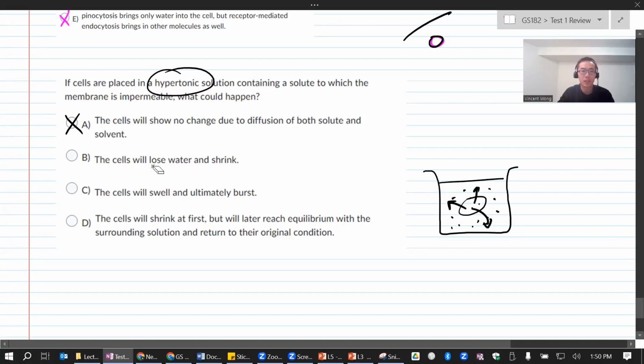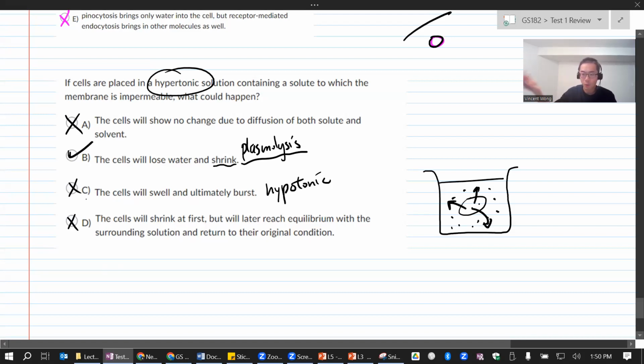The cells will lose water and shrink. That's correct. Shrinking is also called plasmolysis. Just some terms that you may want to be aware of. The cell will swell and ultimately burst. No, that's for a hypotonic. The cell will shrink at first, but later reach equilibrium with the surrounding solution and return to its original condition. Nope. Once they change, they change.